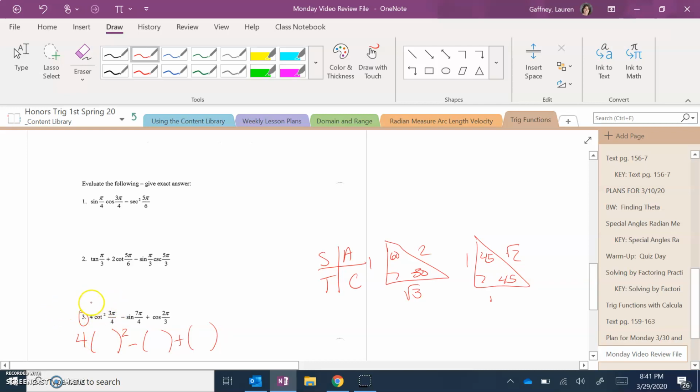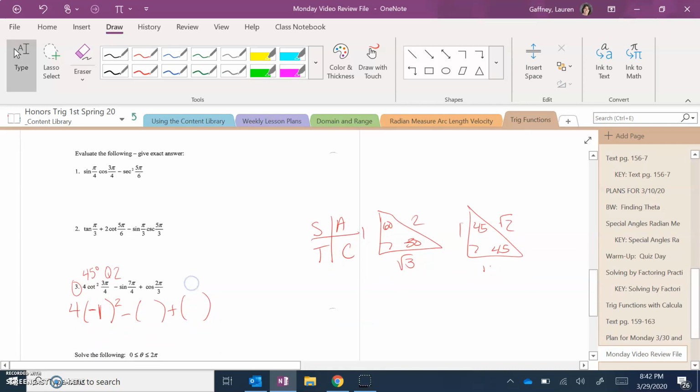So the denominator is 4, so 45-degree reference angle. 3 pi over 4 is just shy of 1 pi, so we're in quadrant 2. So cotan is the flip of tan. So instead of opposite over adjacent, it would just be adjacent over opposite. In quadrant 2, it would be negative. If you don't have that there, you would lose points. Keep that in mind. You need that.